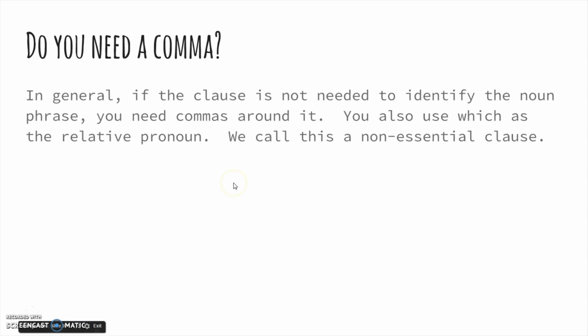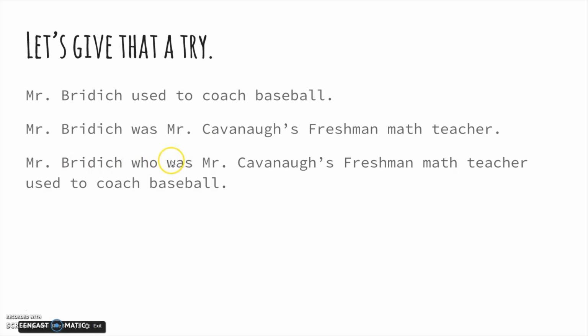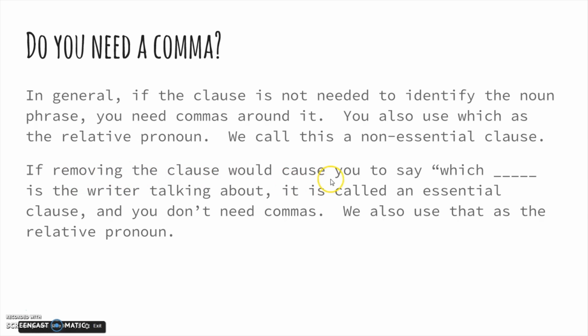Okay? Essentially, if the clause is not needed to identify the noun phrase, you need commas around it. You will also use which or who as the relative pronoun, and we call this a non-essential clause. Okay, and what I mean is that the clause is not needed to identify the noun phrase. If we go back to Mr. Brightish, if I drop this subordinate clause, who is Mr. Kavanaugh's freshman math teacher, you wouldn't say which Mr. Brightish used to coach baseball. So in this case, we would say that it's a non-essential subordinate clause, okay? However, if removing the clause would cause you to say which Mr. Brightish is the writer talking about, then it's called an essential clause, and you don't use commas, okay?